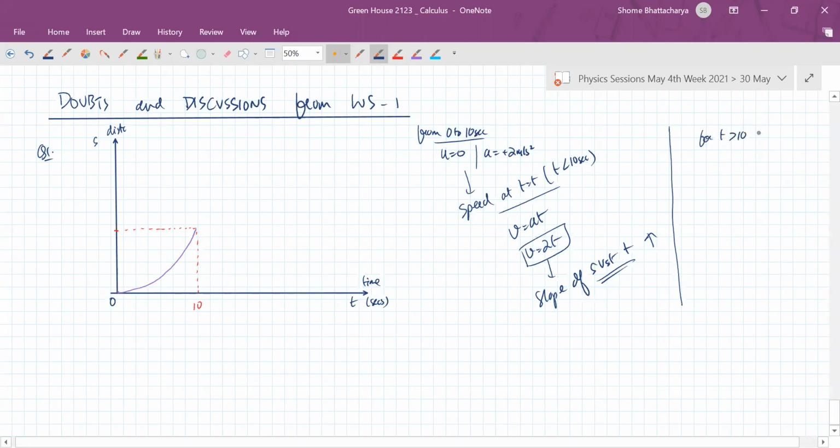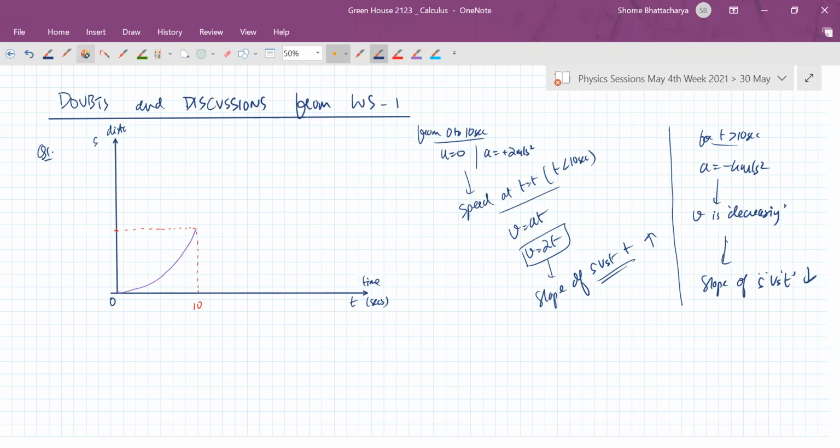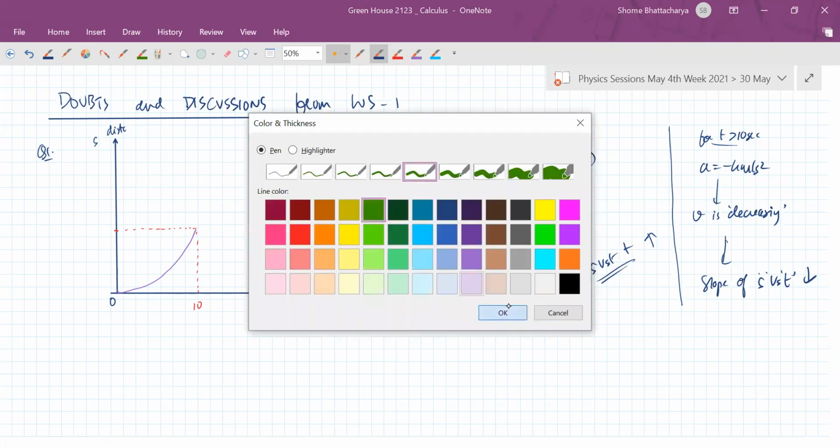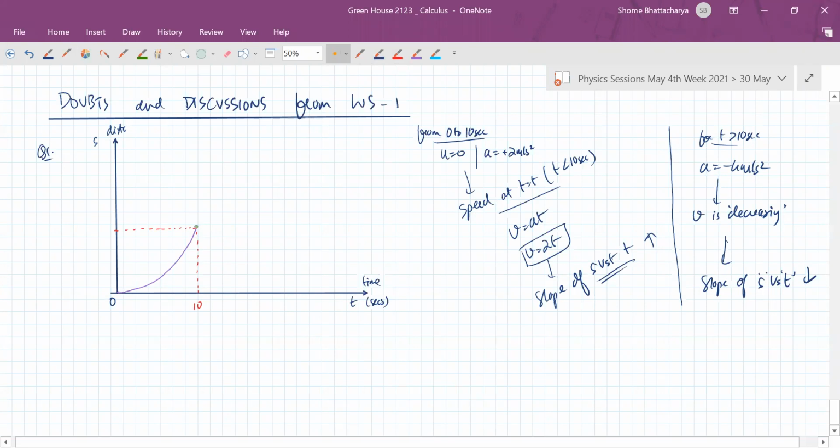For t greater than 10 seconds, the acceleration is now negative. It's decelerating. So what is happening to the speed? The speed is decreasing with respect to time. Okay. So that means the slope of the S versus T graph should be decreasing. So if the slope is decreasing, then in the second part of the graph, how should the curve look? It should look like a curve which has a decreasing slope. It should look like this.